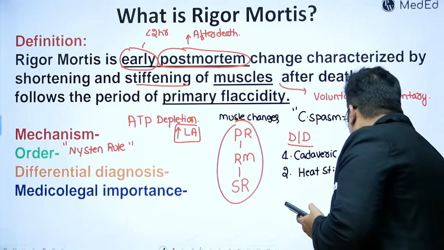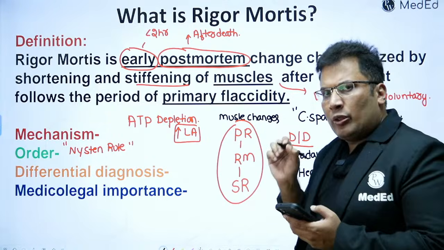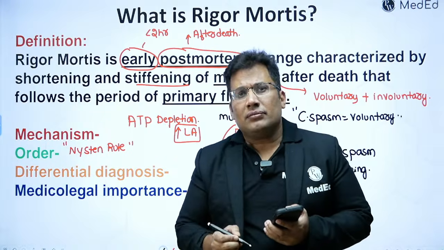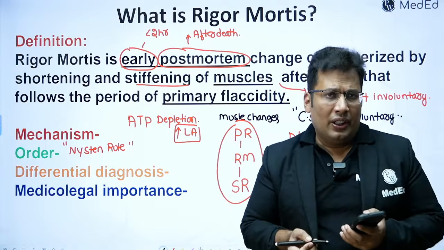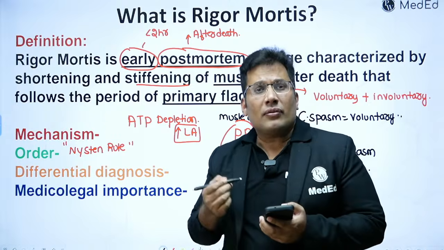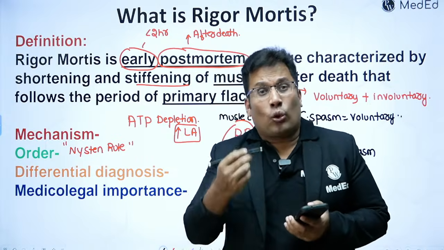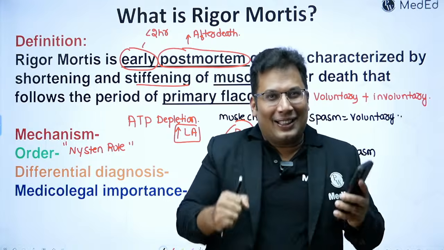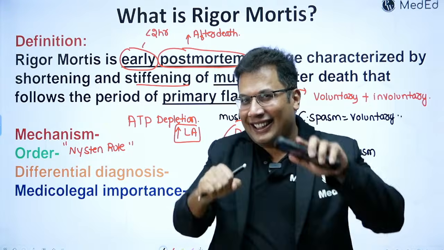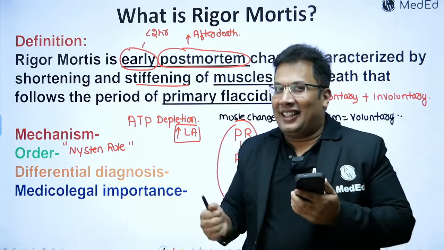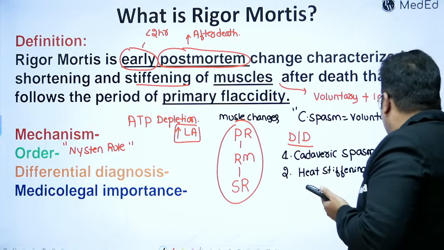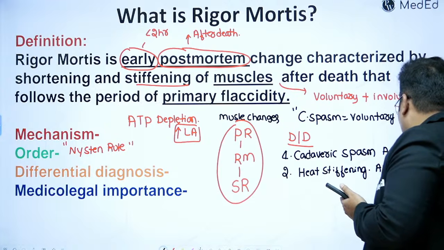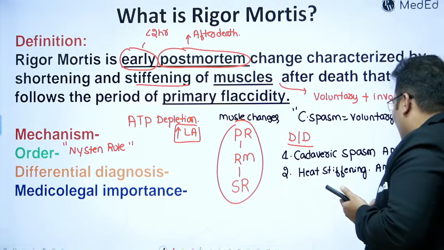Heat stiffening. The heat stiffening occurs in case of burn injury, antemortem or postmortem. Because of the denaturation or coagulation of the protein, we call it the boxing attitude. I think we discussed this in previous classes. Boxing attitude, again, it can be antemortem or postmortem.